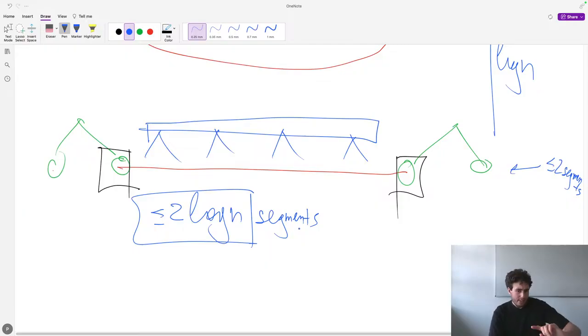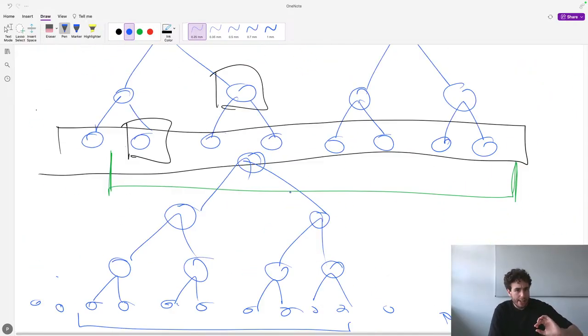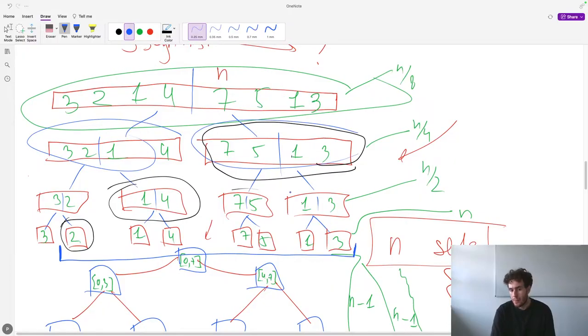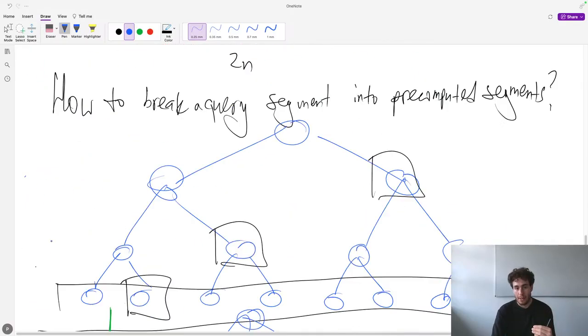Again, why is the depth of the tree log n? This is just the same idea as with merge sort, right? I start with the whole segment and then I split it in half. So the length of the segment decreases by a factor of 2 every time. It was n, then n over 2, n over 4, n over 8, and so on. So the depth is logarithmic.